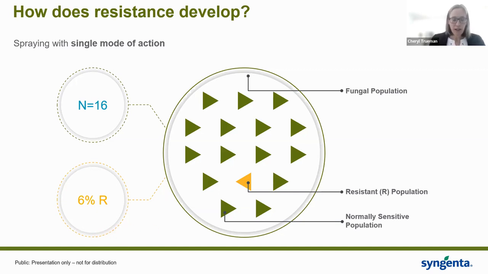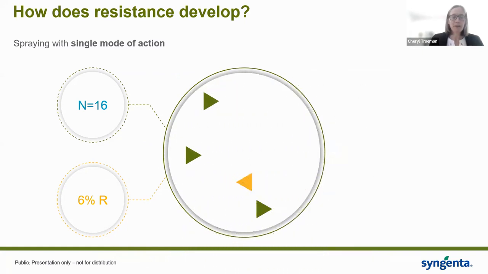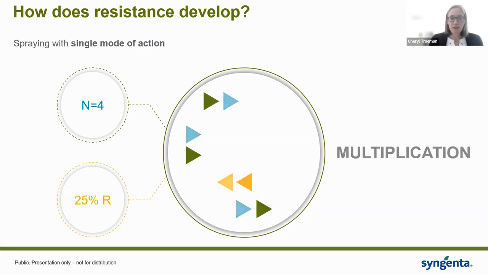So we go along and spray a fungicide with mode of action X, and we're selecting for a resistant population. The fungicide killed most of the green ones. It didn't kill that yellow one. And so now instead of 6% resistant, we have 1 out of 4, so we have a 25% level of resistance. Now we have our multiplication stage. We've multiplied, and now our population is at 8. 2 out of 8 are that golden color, so we still have 25% resistance.